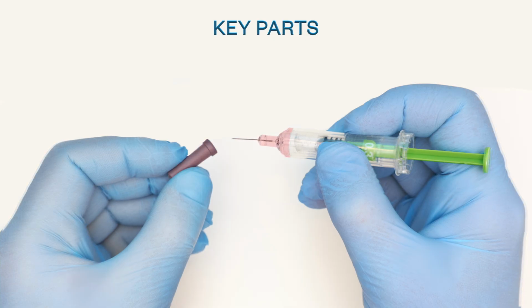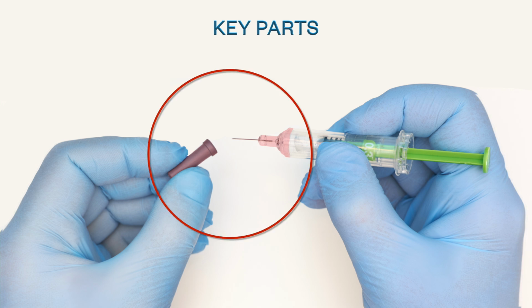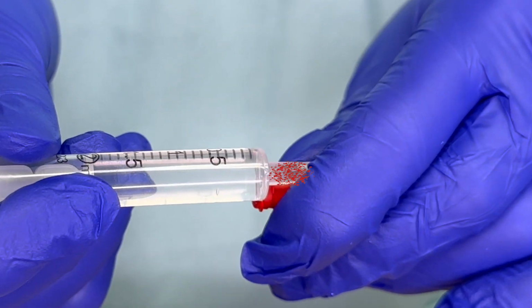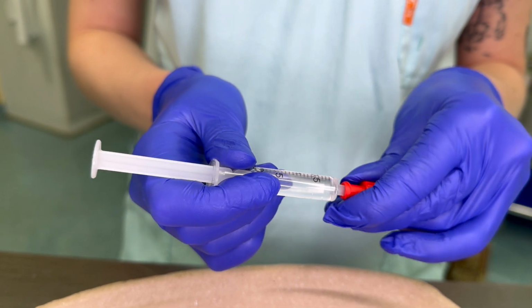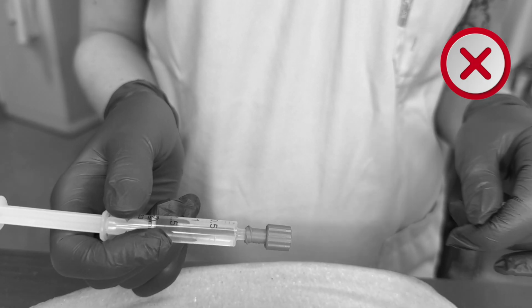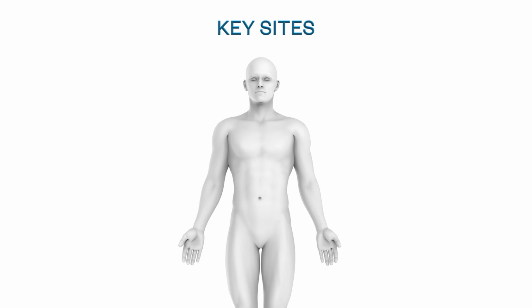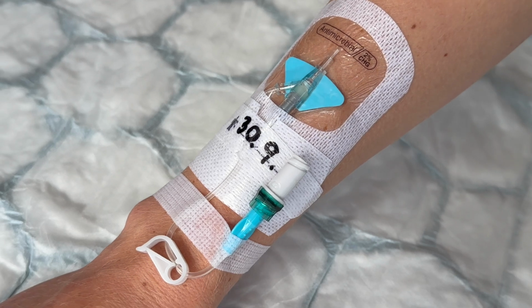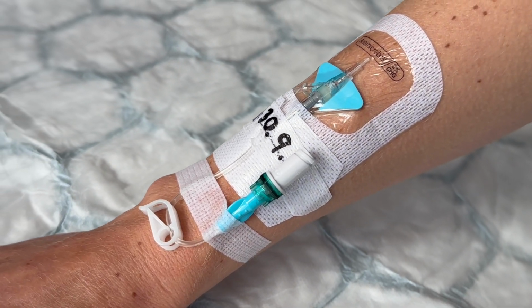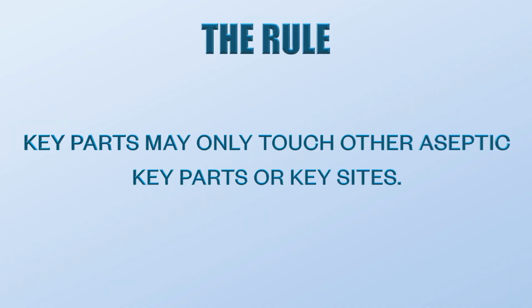Key parts are components of equipment that can transmit contamination to the patient. An example would be a needleless connector or the tip of a syringe. Key sites are any entry points into the patient's body where microorganisms can enter. An example would be the insertion site for a central venous catheter or the skin over a port before inserting a port needle. The rule is clear. Key parts may only come into contact with other aseptic key parts or key sites.